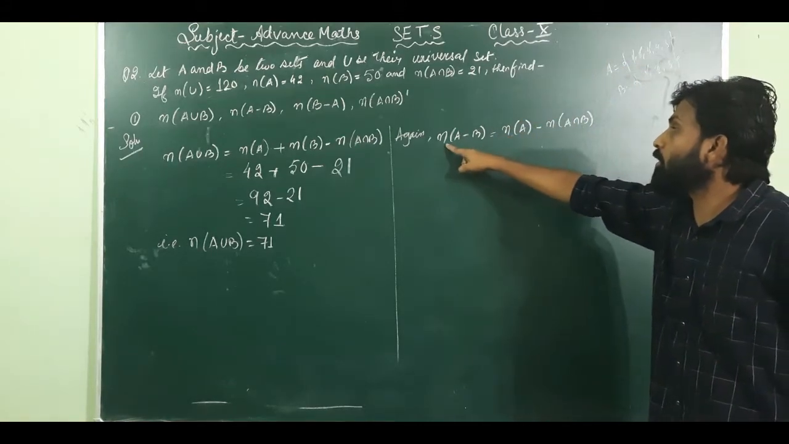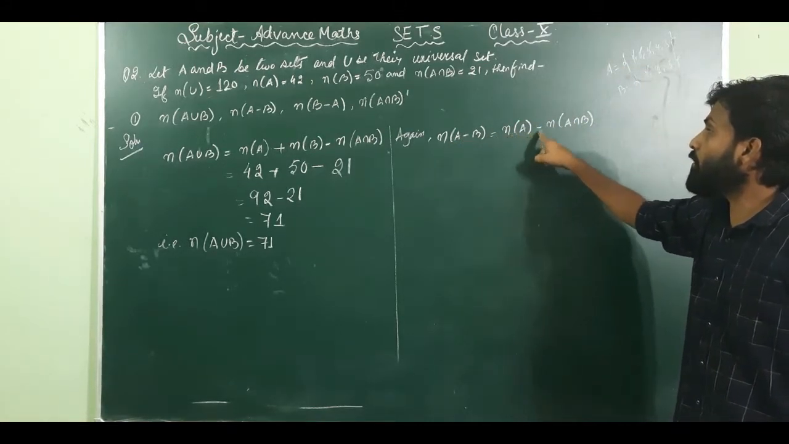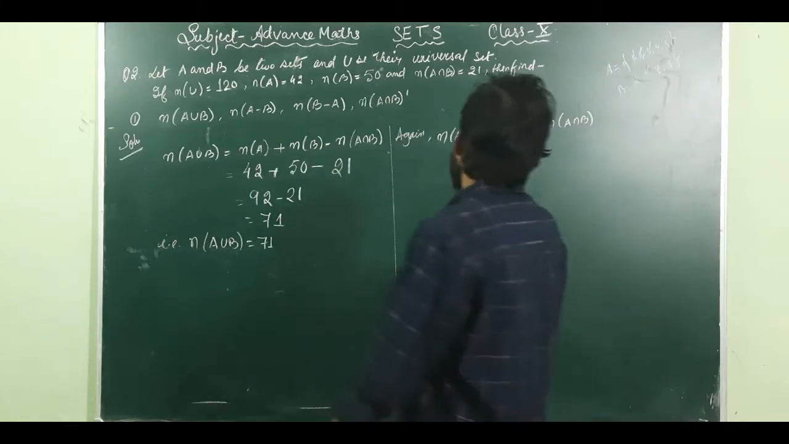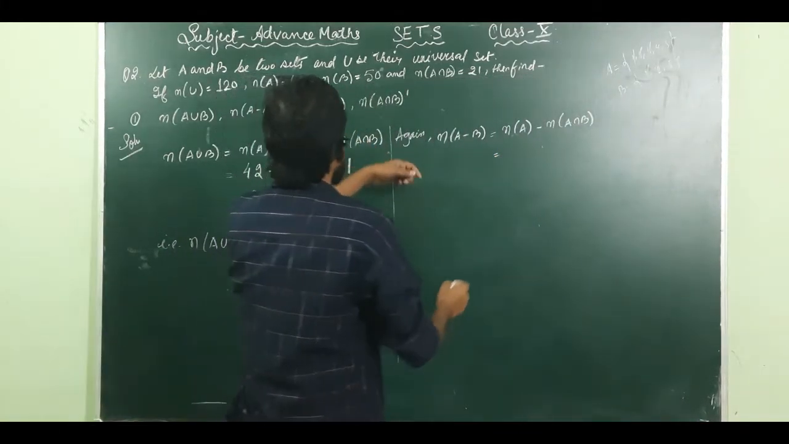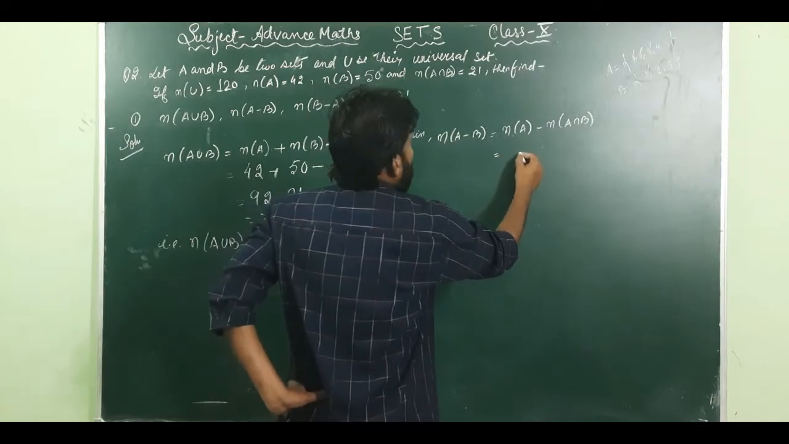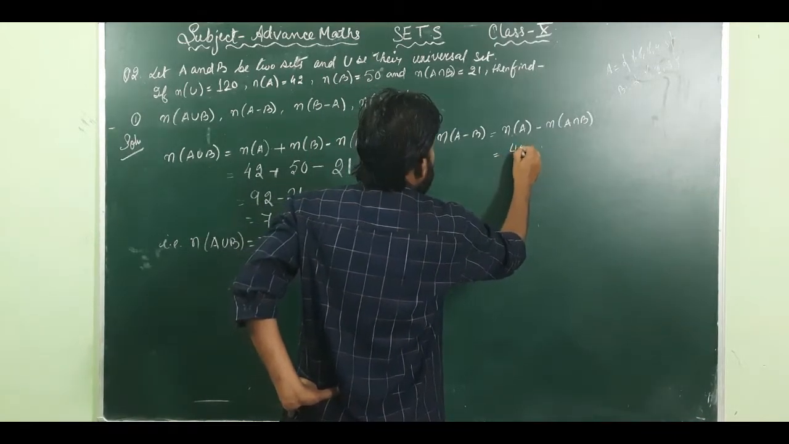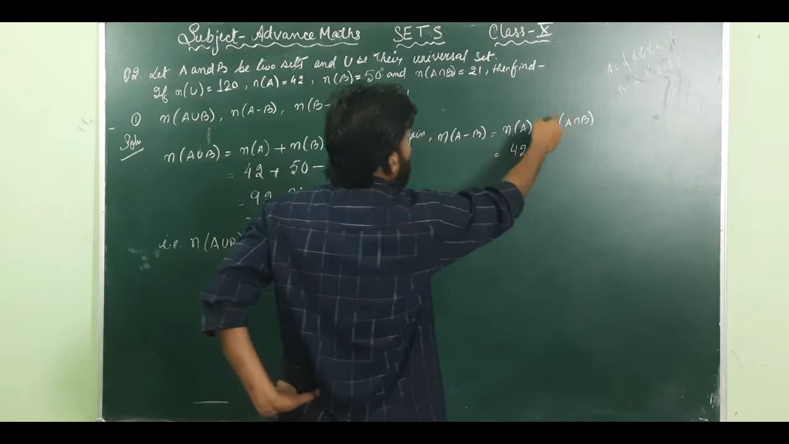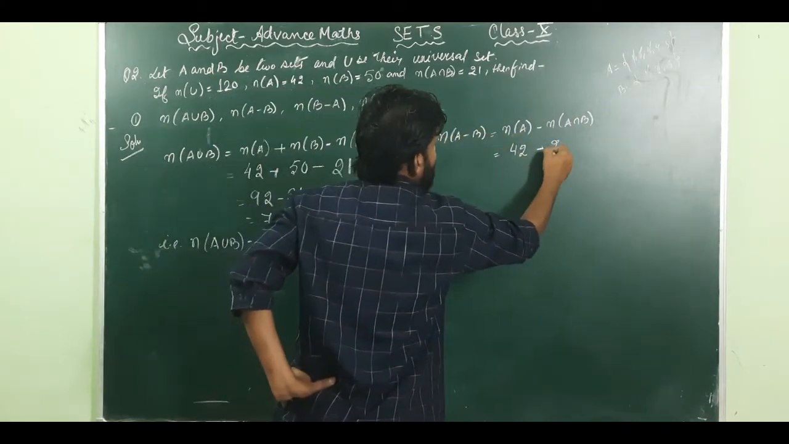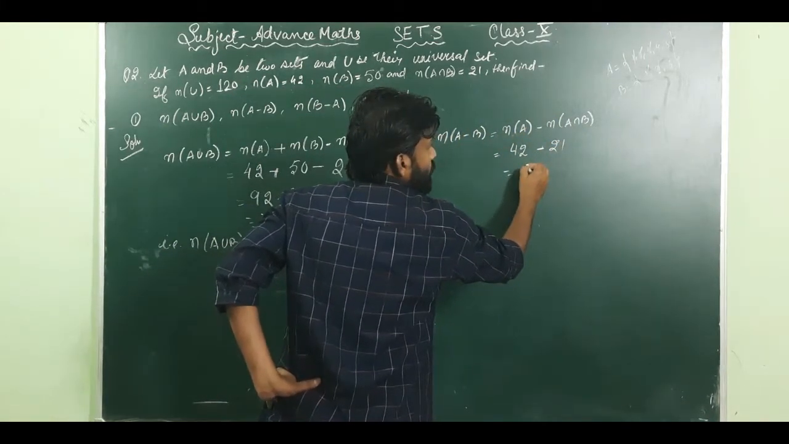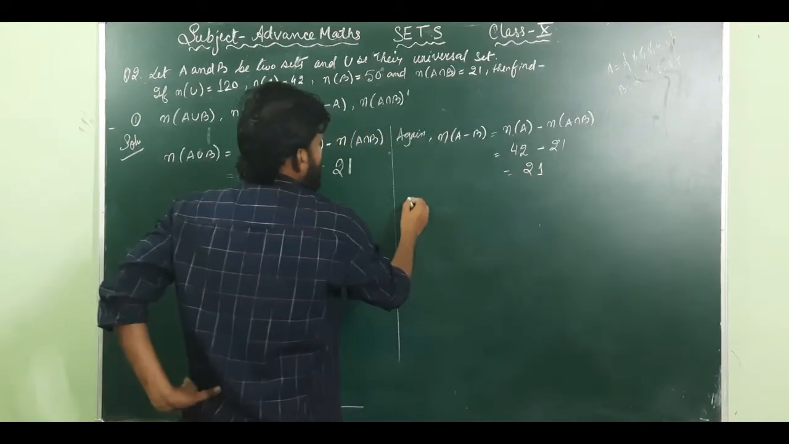So the formula will become N of A minus B is equal to N of A minus N of A intersection B. In this case, you can put the value of N of A. In the question they have given N of A as 42, and A intersection B, you can check, is how much here? 21. So you are going to get 21.